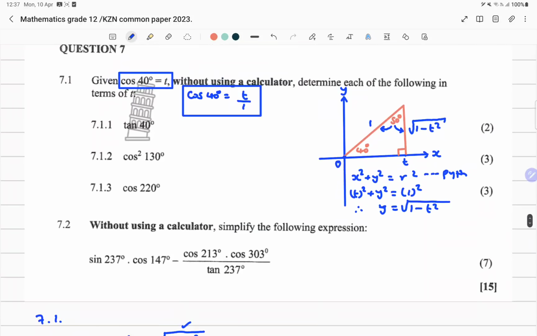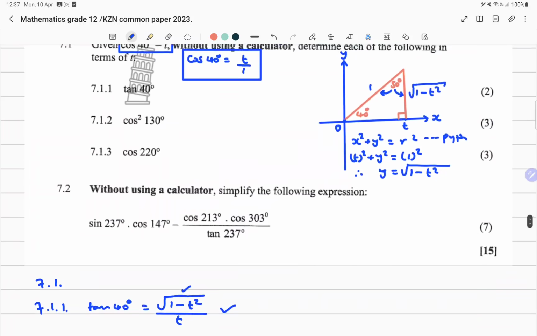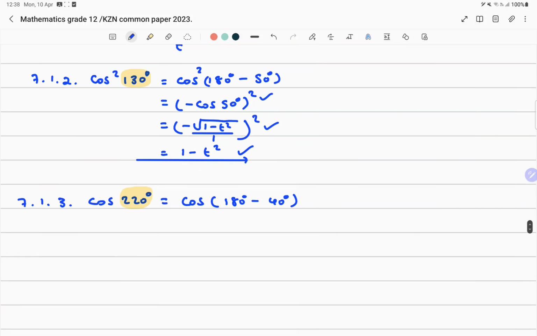7.1.3. We're saying now cos of 220. Now, how is 220 related to the angles that we've got? Now, we look at it and say, okay, 220 is, in any case, in the third quadrant. So, is it 180 plus? So, let's just say 220. You just take that 220 and minus 180. It gives us 40. So basically this is the same as cos of 180 degrees plus 40 degrees. So you see, this is how it's related to these angles, because we only have 40 and 50. So always try those. And then this is the same as minus cos of 40 degrees, because cos in the third quadrant is negative. Sorry, this is plus instead of minus. Sorry. Okay. So that is the story.